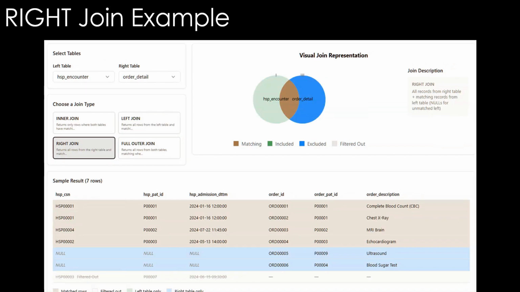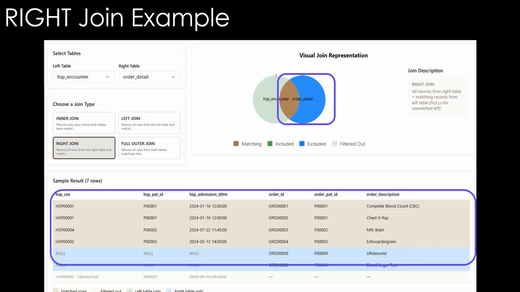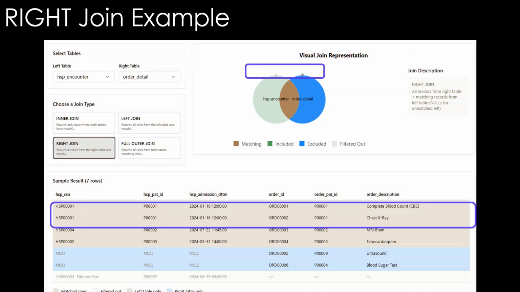Now, a right-handed join should be pretty intuitive because it will include the exact opposite of what we just saw. Everything from the right-hand table and only stuff from the left-hand table if there's a match. So down below, you're going to see that information. In blue is the full matches on both sides. And in orange is the records we will get because there's something on the detail side, even though there's no match on the hospital encounter side. So you'll just get null values in those columns in what is returned.